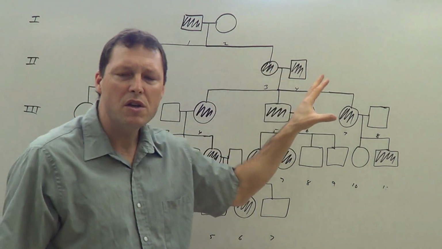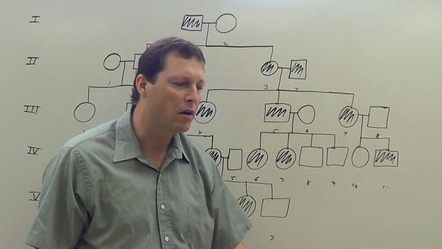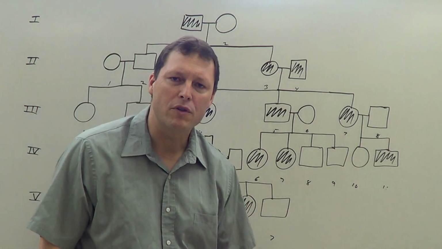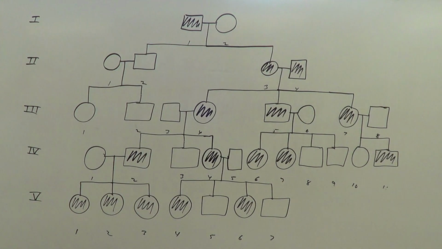Wherever there is a shaded figure, that means the individual is affected. They have the trait of interest. All unshaded individuals do not have the trait of interest. They are unaffected. The next thing we want to do is go ahead and label the generations.